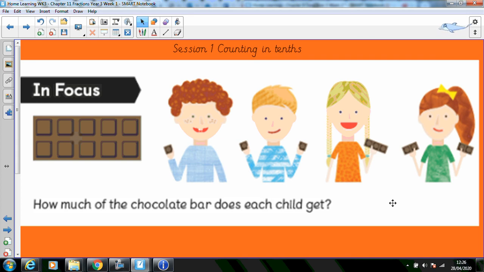Welcome back. Now you might have noticed that Elliot has got one piece of chocolate or one square of chocolate. How many has Sam got? He's got 2. Hannah has got 3 squares of chocolate and Holly has got 4. So they haven't shared it out equally, but we can see how many pieces each child has got.